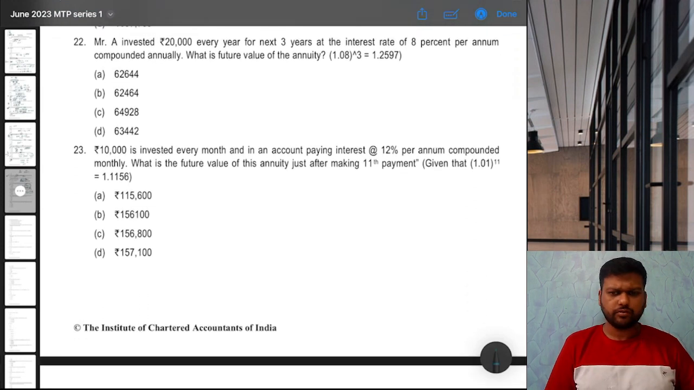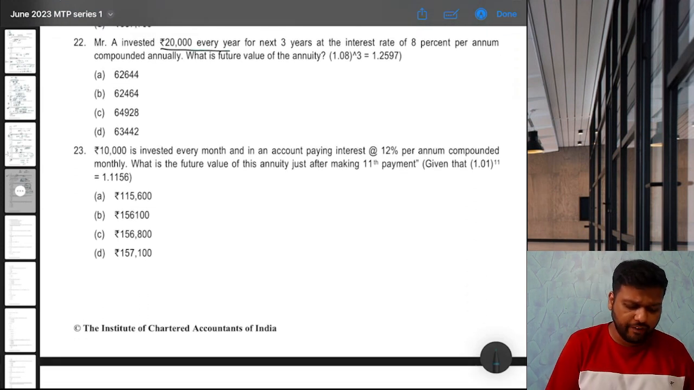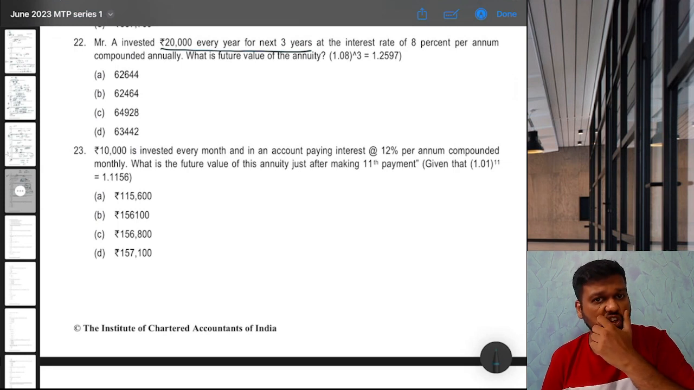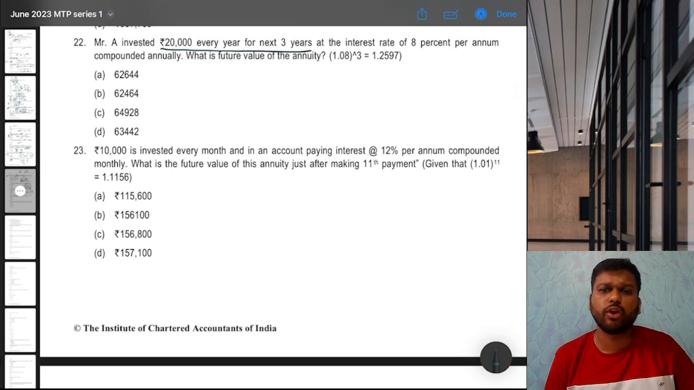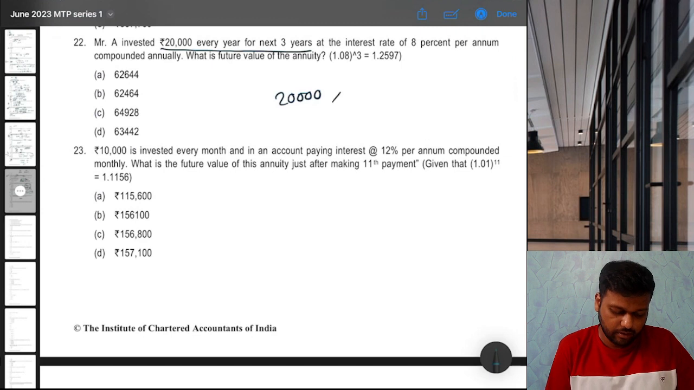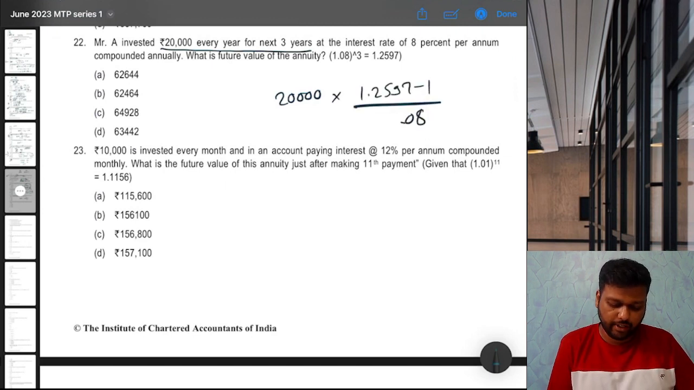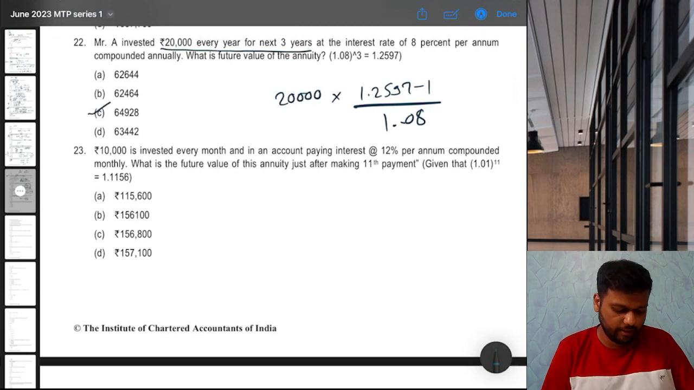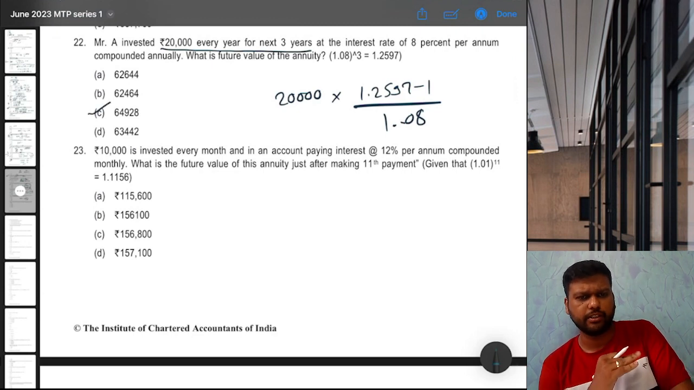Next, 22. Mr. A invested 20,000 every year for next 3 years at interest rate of 8% per annum compounded annually. What is the future value of this annuity? So this is a normal future value question again. I don't know why they've given so many questions. So 20,000 into 1.2597 minus 1 upon 0.08. That is it, right? 64925, so option C is the closest answer, so you can take that option, right?